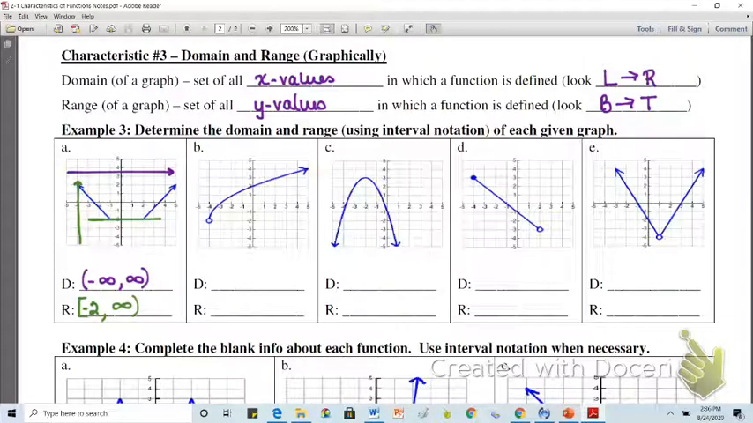When I look at B, yes, left to right, there is a distinct starting point. It starts here, doesn't go beyond that. So it starts at -4. It is an open circle, therefore it is not included, so it gets a parenthesis. There's no more holes as I look left to right, and it goes on forever, so that's infinity. Looking bottom to top, it starts at -2 and goes up forever. Again, -2 is not included, so it is a parenthesis.